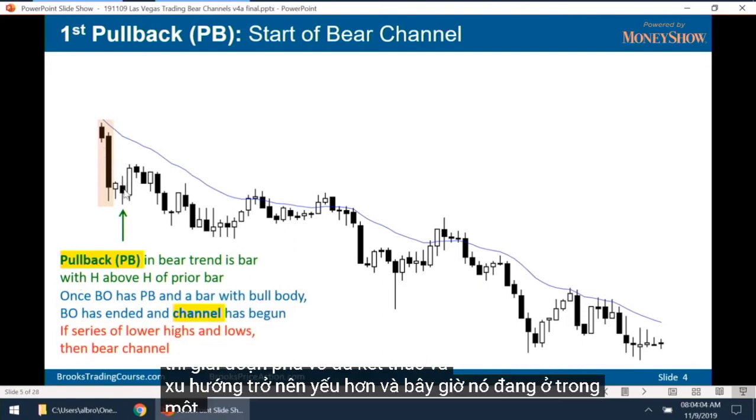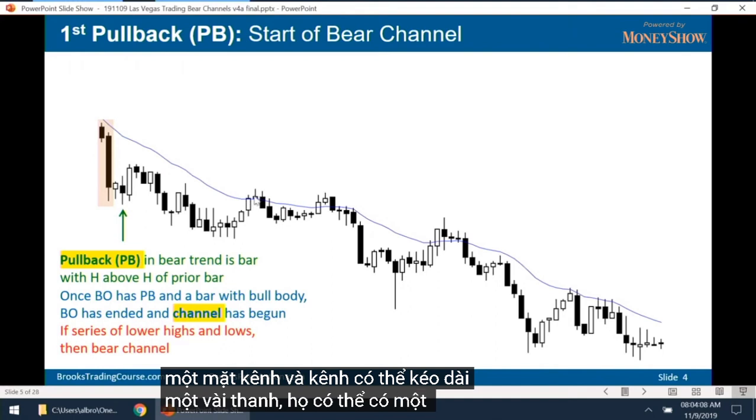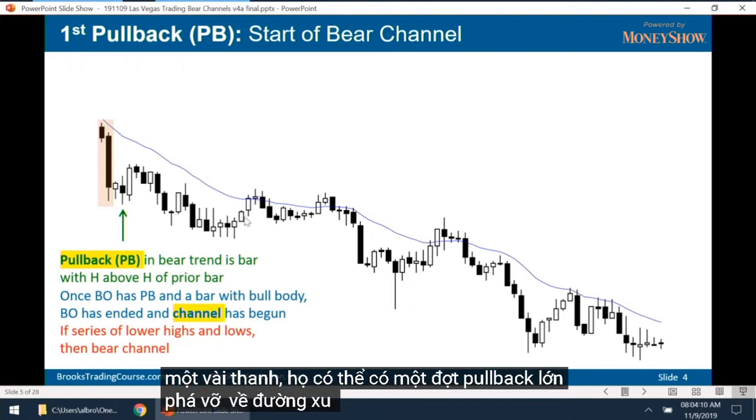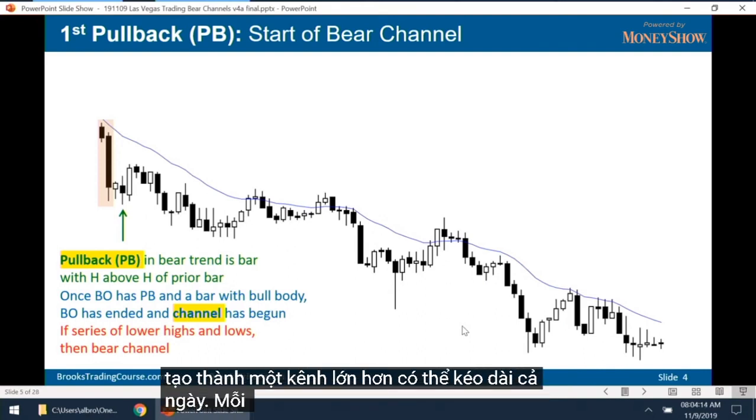And now it's in a channel phase. And the channel can last a few bars. It can have a big pullback breaking above the bear trend line and form a bigger channel that can last all day.